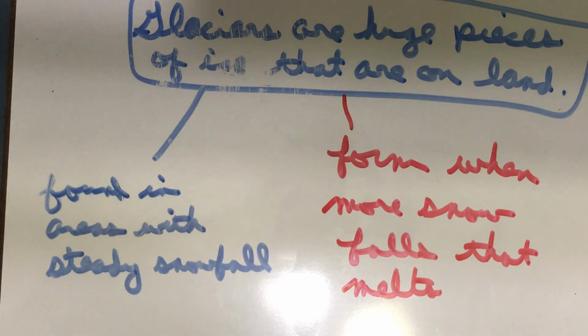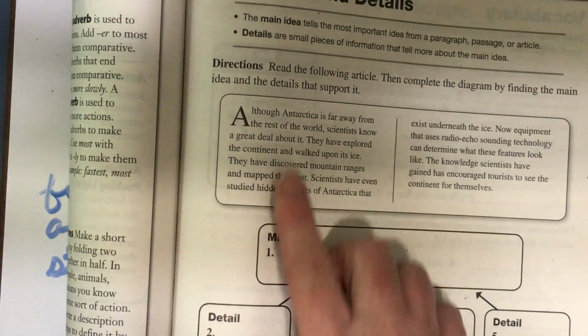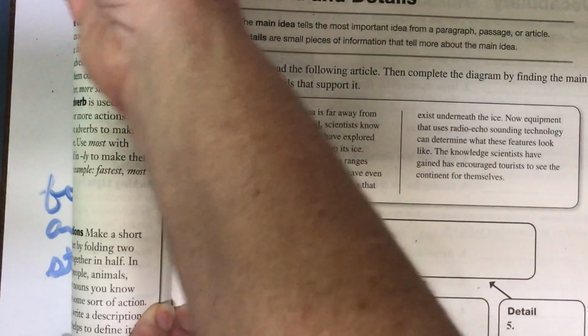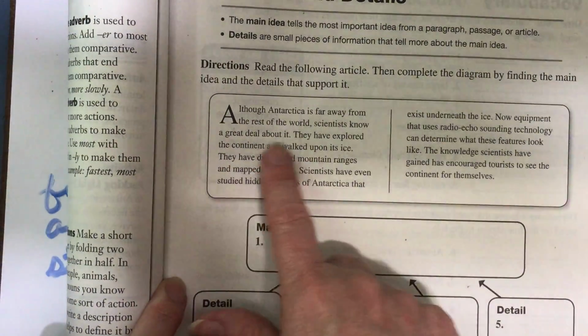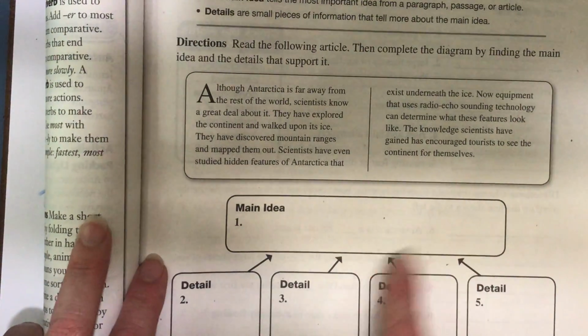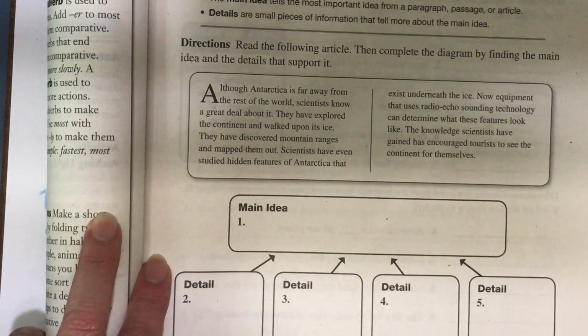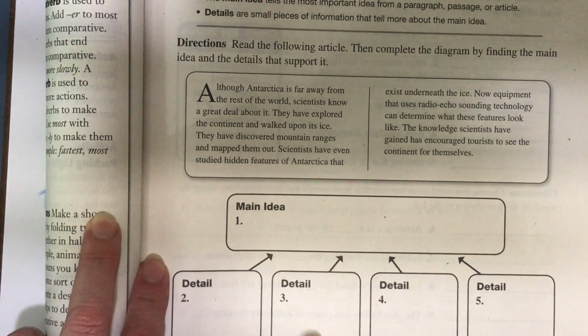Okay, so now you are going to go in your workbook and you are going to complete page 233. Okay, you have to read about main idea and details, and then read this paragraph here about Antarctica, and then write your main idea sentence and write 4 details about the main idea. So you have to read that first and then write your 4 details.